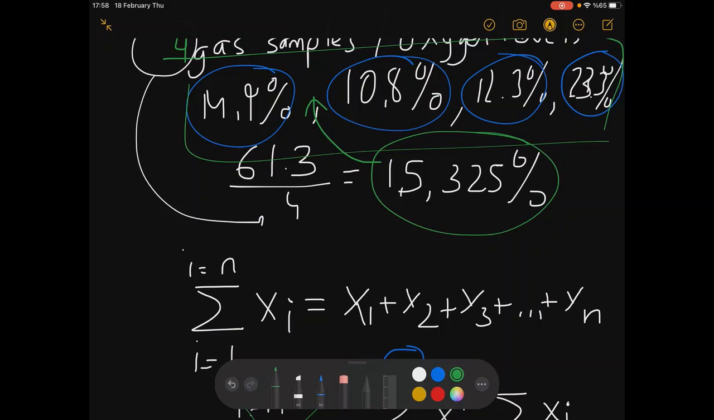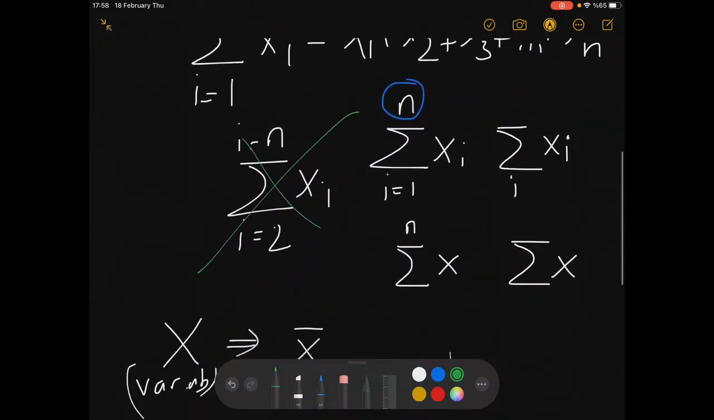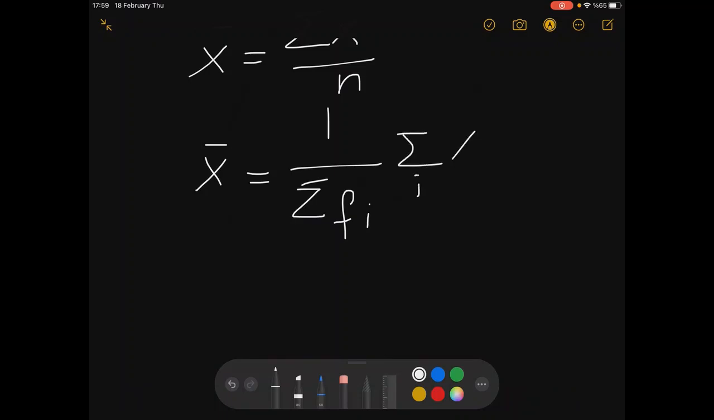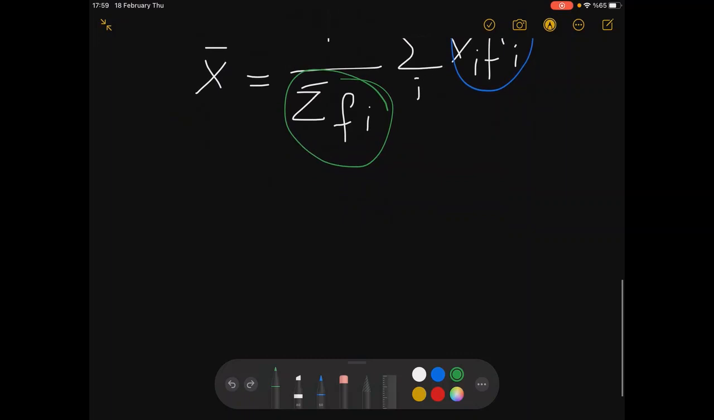And if some of the values repeat a few times, you can use this formula for easily calculating the arithmetic mean, based on their frequencies, the sum over i of xi, fi. You see? Now, how many times a particular observation gets repeated is done here, and this is the number of your total observations, which corresponds to n, right? So that's the idea.